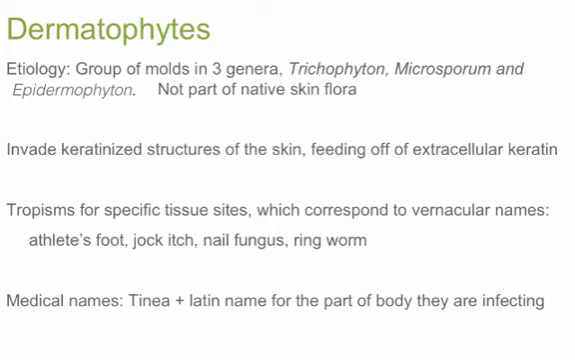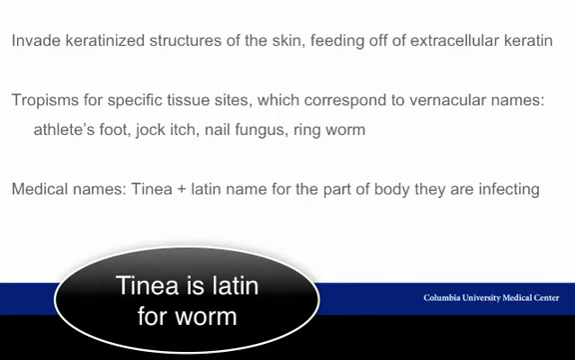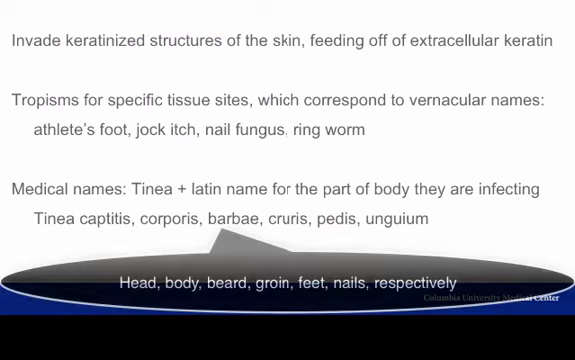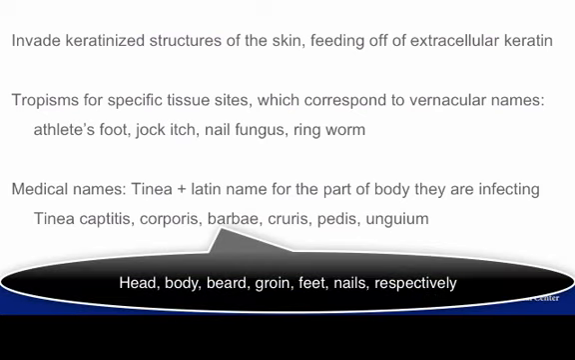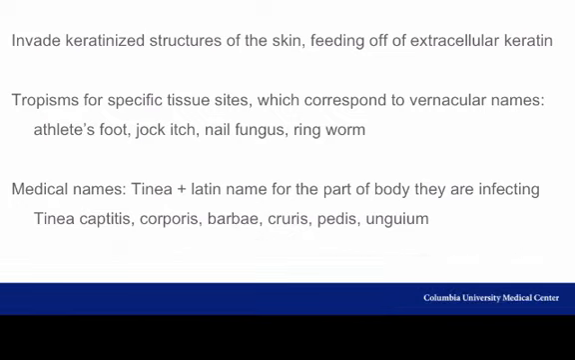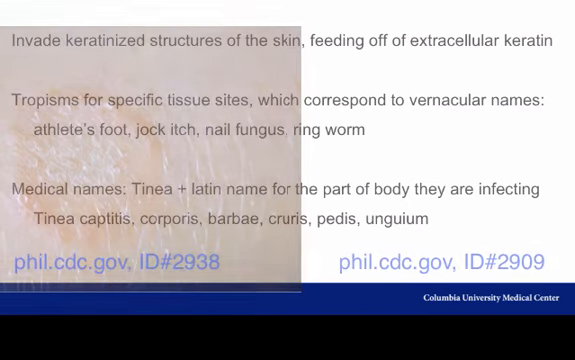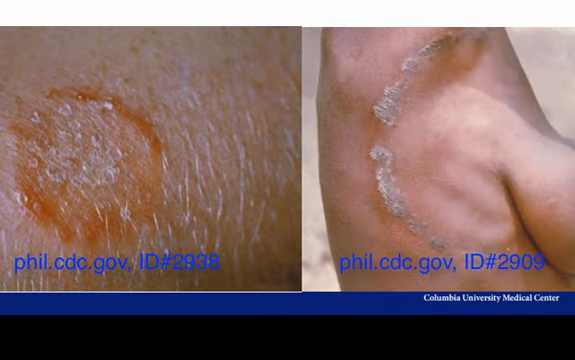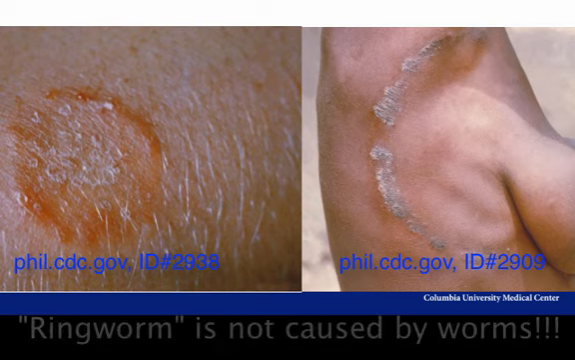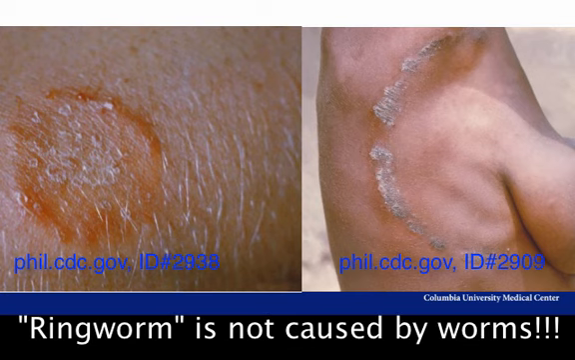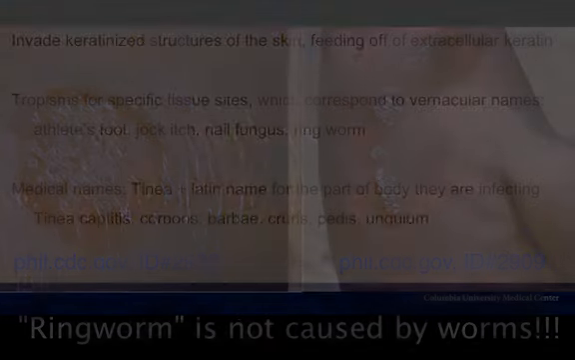The medical names for these entities start with the word tinea, and then are followed by the Latin name for the part of the body they're infecting. Tinea capitis affects the head, tinea corporis affects the body, tinea barbae affects the bearded area of the face, tinea cruris affects the groin, tinea pedis affects the feet, and tinea unguium affects the nails. They get the name tinea because they form round or serpiginous cutaneous lesions. Please remember that they are not in fact caused by parasitic worms. If they were, they wouldn't be in this video.